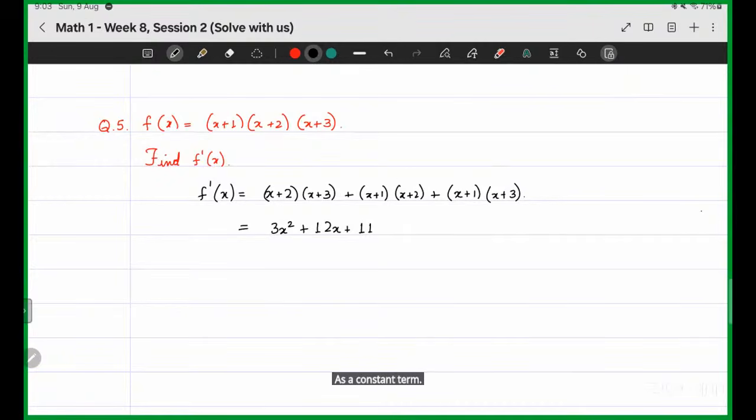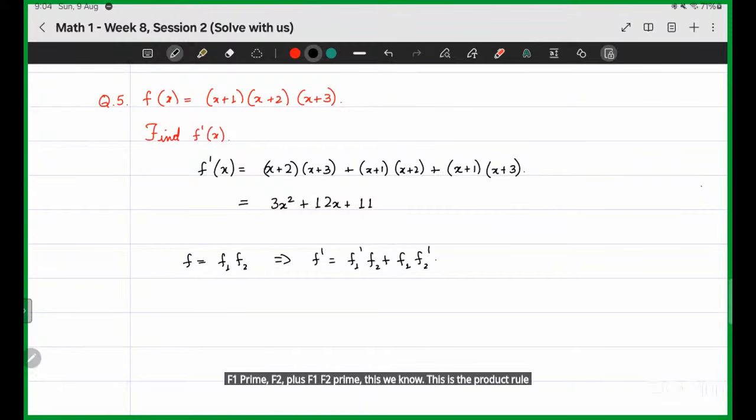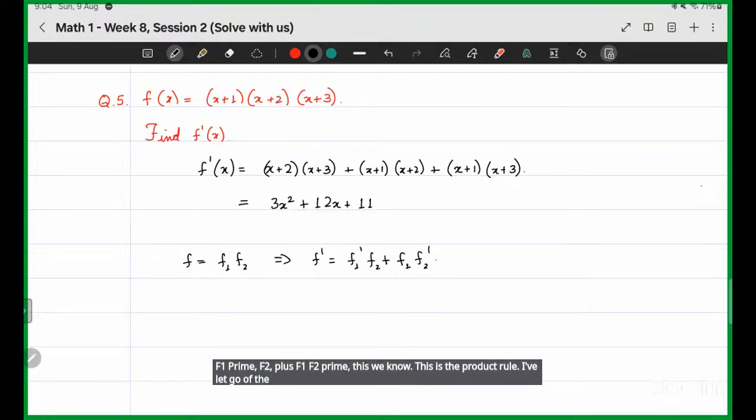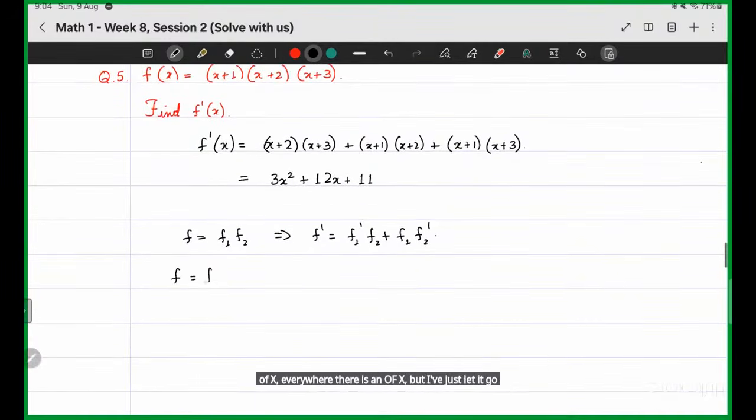So anyway, the point is that here, how did you get this? Look at the product formula: if f is equal to f1 f2, then f prime is f1 prime f2 plus f1 f2 prime. This we know. This is the product rule. I've let go of the of x everywhere there is an of x, but I've just let it go. But what if there are 3 terms?